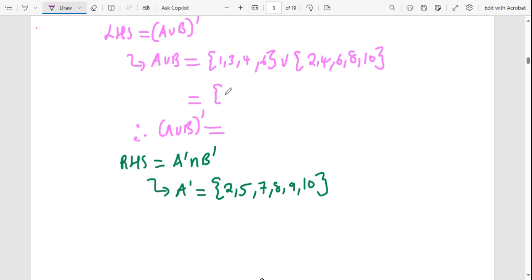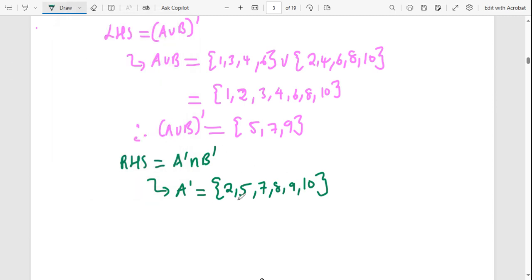Union is we are combining. So in the first one we have a 1, a 2 in the second, a 3 in the first, a 4 in both. Okay. A 6 in both, 8 in the second, 10 in the second. So the complement: 1 is already part of this set, 2 is part, 3 is part, 4, 5 is not part, 6 is part, 7 is not part, 8 is part, 9 is not part. Okay, so that would be the A union B complement.